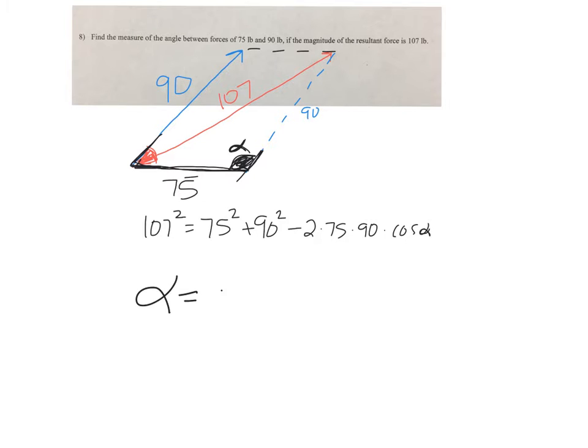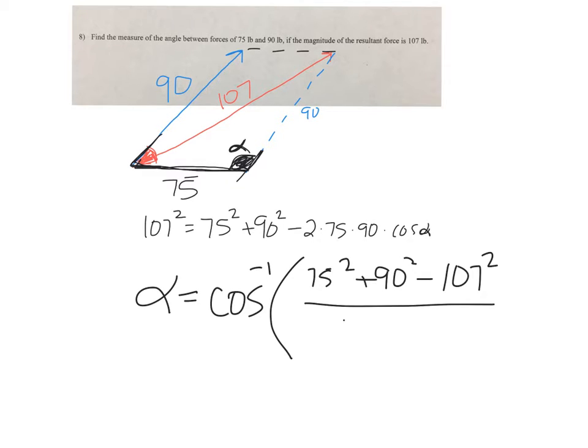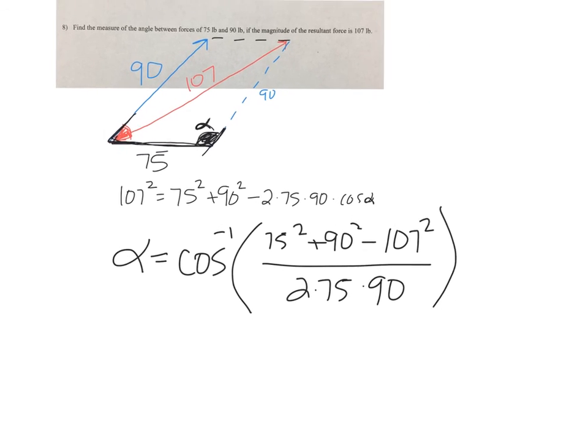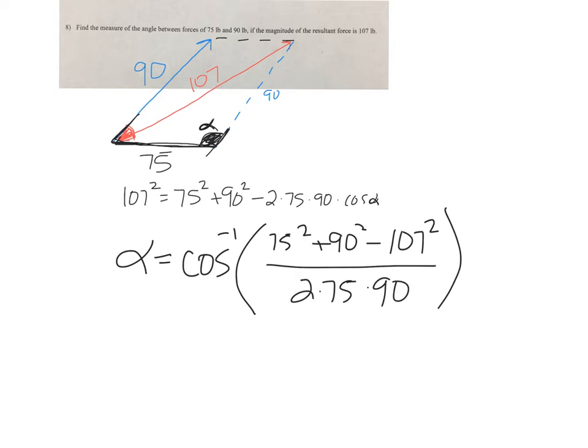If I solve this for the angle, this is what I would get: 75 squared plus 90 squared minus 107 squared, over 2 times 75 times 90. That is what I'm actually going to put into my calculator. That's just solving the top equation for alpha. When I do that, I get an angle of 80.3 degrees. Okay, that's this angle right here.